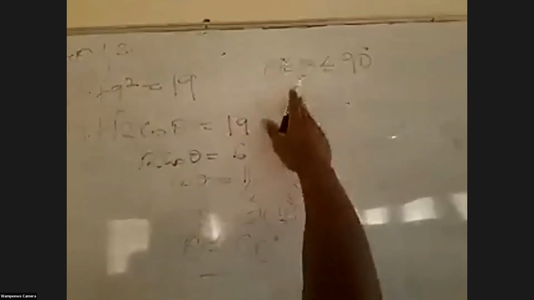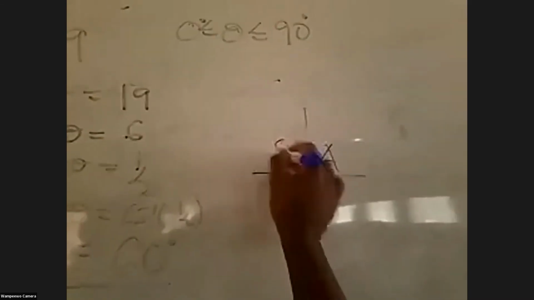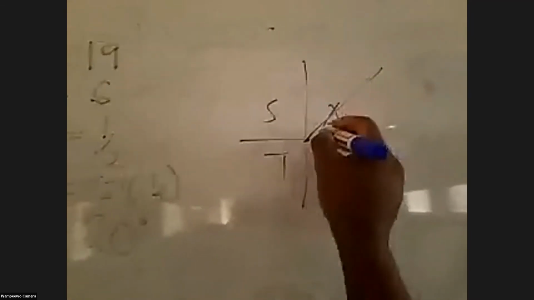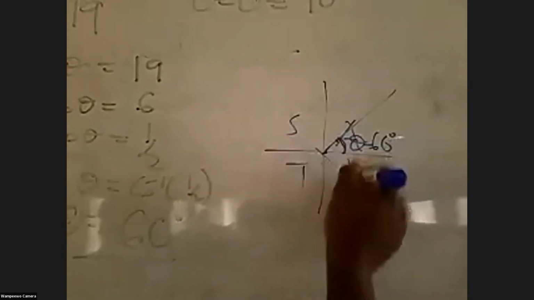But remember, they gave us ranges of 0 degrees less than or equal to theta, less than or equal to 90 degrees. That means they have locked us in the first quadrant, and it's a positive angle for the first quadrant. So I'm going to take my theta as 60 degrees. I can't go on to the other quadrant because they have locked us to 90 degrees.